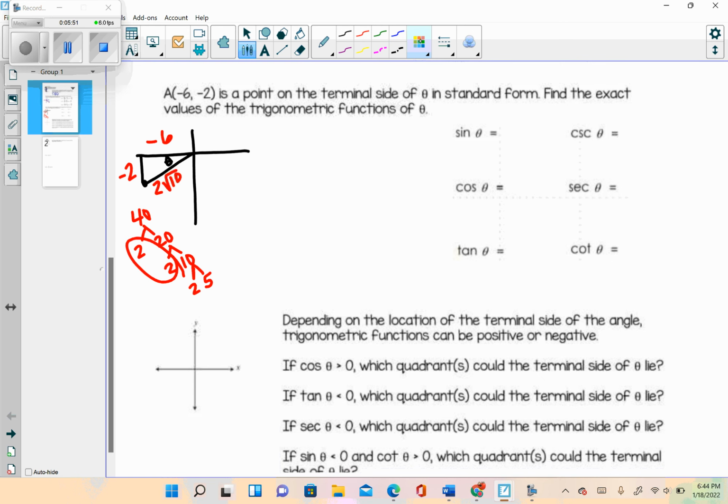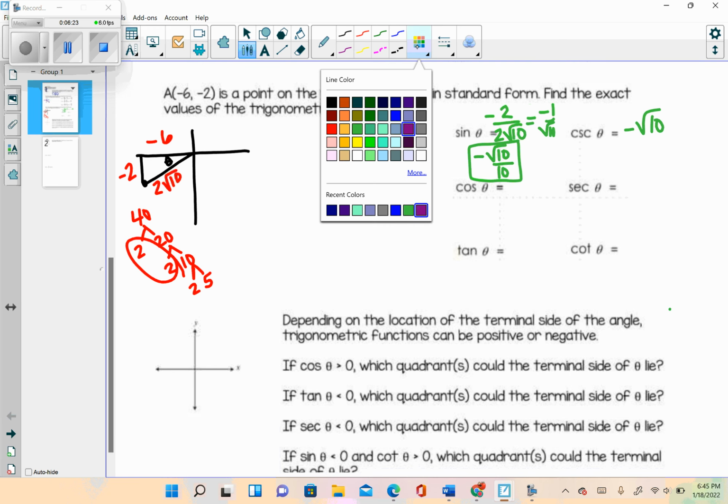So sine, opposite over hypotenuse. So that's -2 over 2 square root of 10. Well, the 2's will cancel, so you're going to have -1 over the square root of 10. And remember, we talked about this last week. We need to rationalize it, so it becomes negative radical 10 over 10. We did that with right triangles. There's your sine. Cosecant, flip this one right here. So negative radical 10.